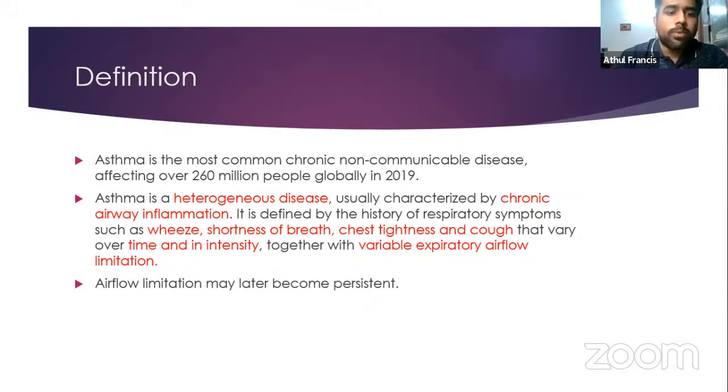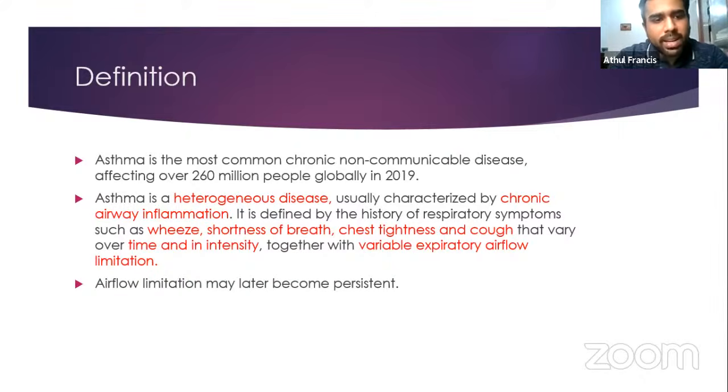Now, if such a definition is difficult to learn by heart, just keep your focus on whatever is shown in red color, whatever I marked as red. So asthma is a heterogeneous disease. Secondly, as we all know, it is characterized by chronic airway inflammation. Then thirdly, what are the symptoms of asthma? There is wheeze or rhonchi on auscultation. There is shortness of breath. There is chest tightness and cough. And the most important point to be noted here is it varies over time and intensity.